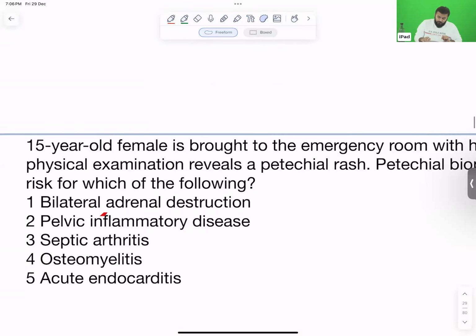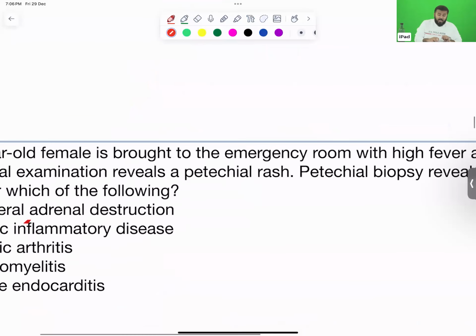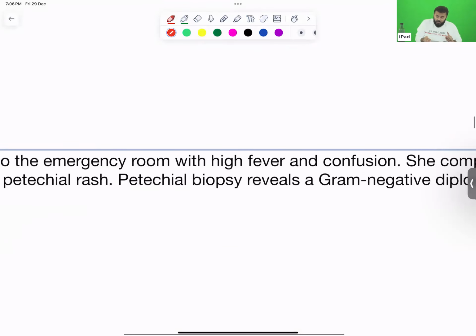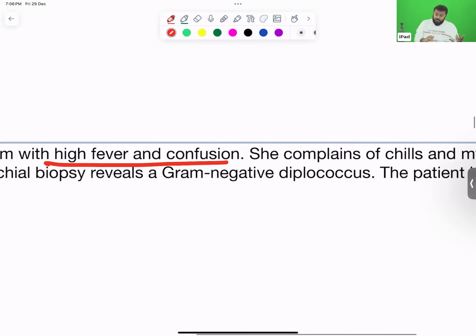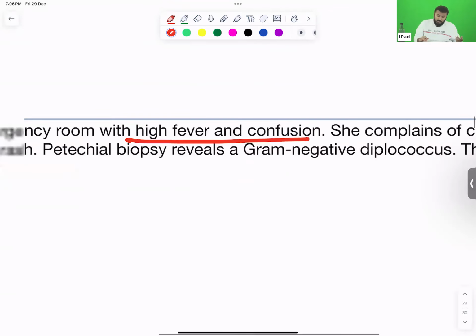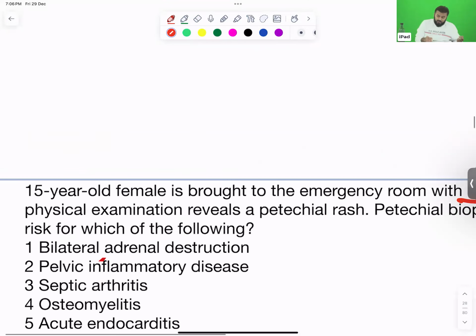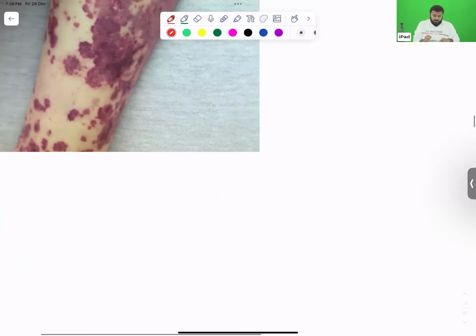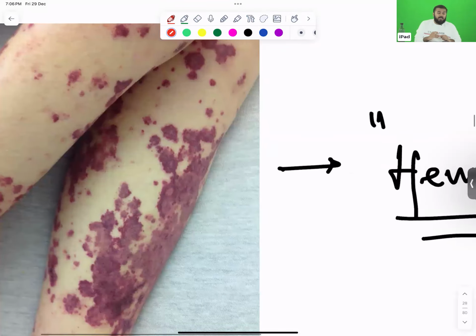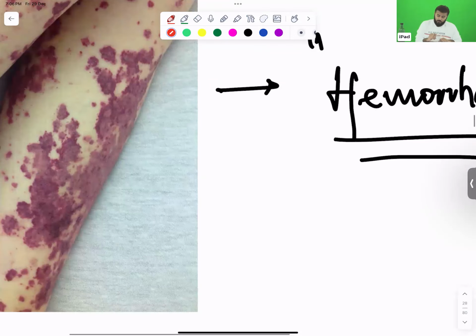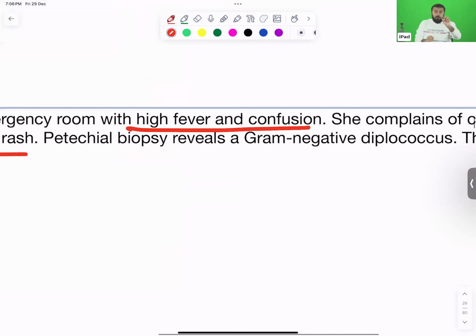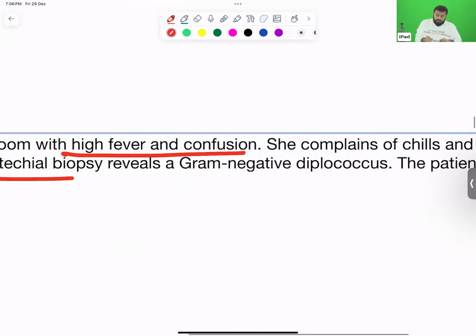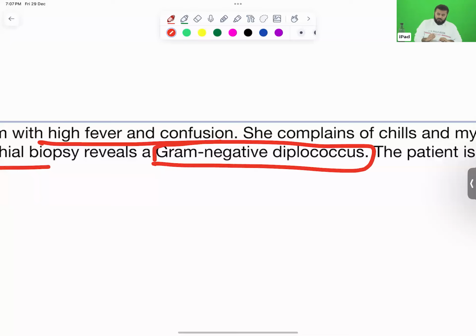A 15-year-old female is brought to the emergency room with high fever. Ye dekho. High fever and confusion. High fever and confusion will be in every disease, right? She complains of chills and myalgias and physical examination reveals petechial rash. Ye dekho, is type of rash ko hum bolte hain petechial rash aur hemorrhagic rash. Okay, so petechial biopsy, wahan se biopsy liya. Biopsy reveals gram negative diplococcus.